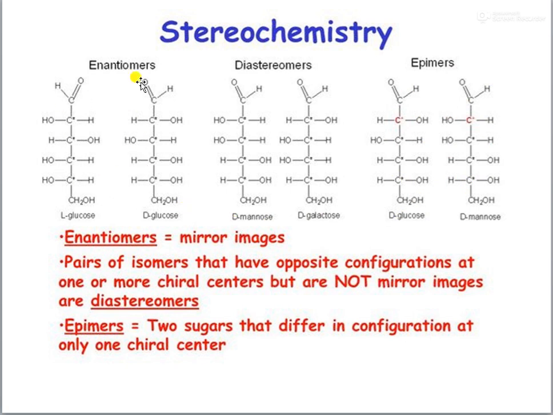Here, enantiomers are mirror images. Diastereomers differ in the orientation at more than one chiral center, and hence they are not mirror images of each other. And epimers differ in the configuration at only one chiral center. So these are some of the cases of stereochemistry which occur in carbohydrates.